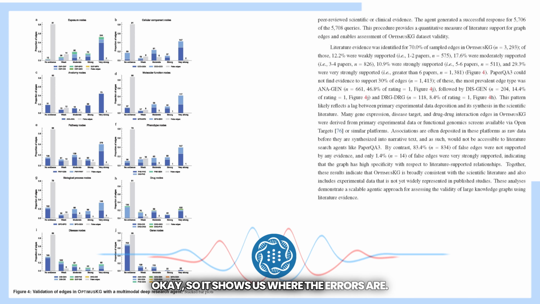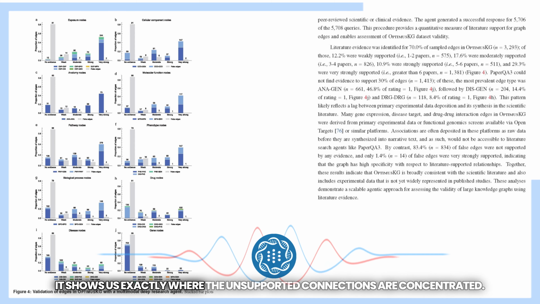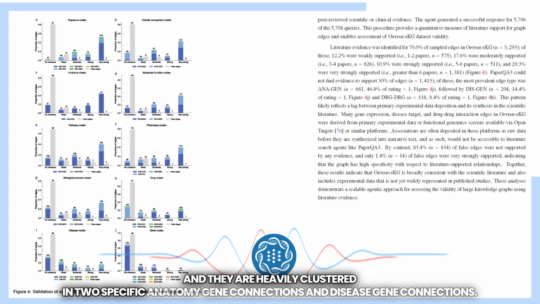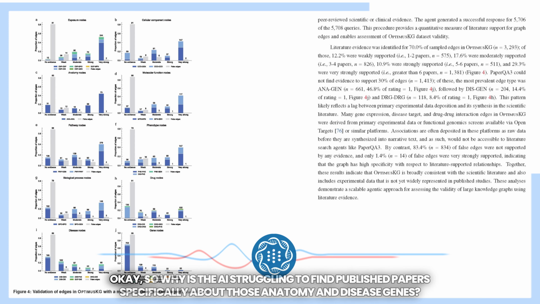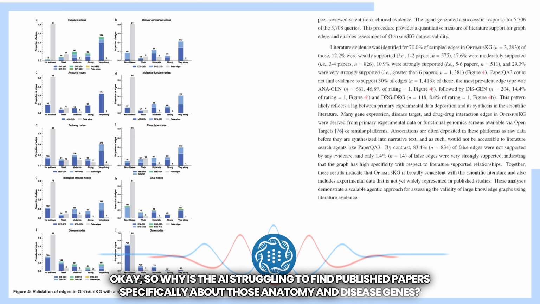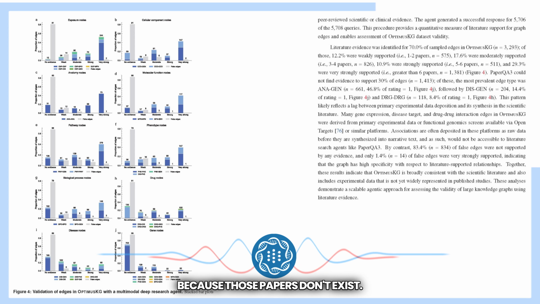Okay, so it shows us where the errors are. It shows us exactly where the unsupported connections are concentrated, and they are heavily clustered in two specific areas: anatomy gene connections and disease gene connections. Okay, so why is the AI struggling to find published papers specifically about those anatomy and disease genes? Because those papers don't exist. They haven't been written yet.